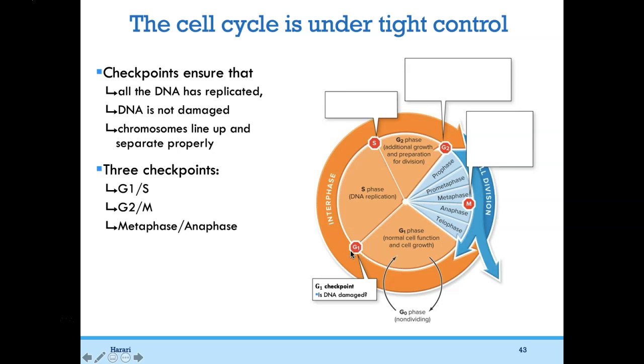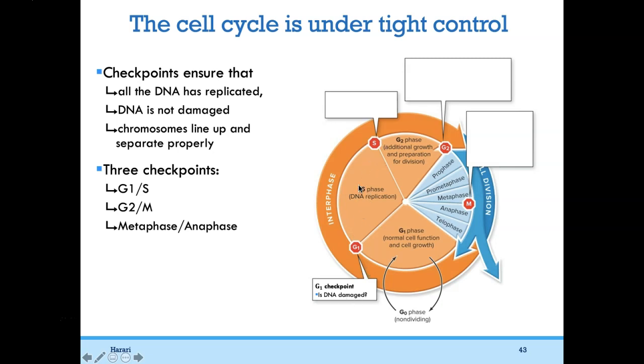But at this G1 checkpoint, we're basically saying, is our DNA damaged? And why is that important at this phase? Why do we care if DNA is damaged here? Well, we're about to make copies of it in S phase. So if there are mistakes, if there are typos in DNA, or if there's any damage in the DNA, why would I want to make a copy of it? So that's that first checkpoint.